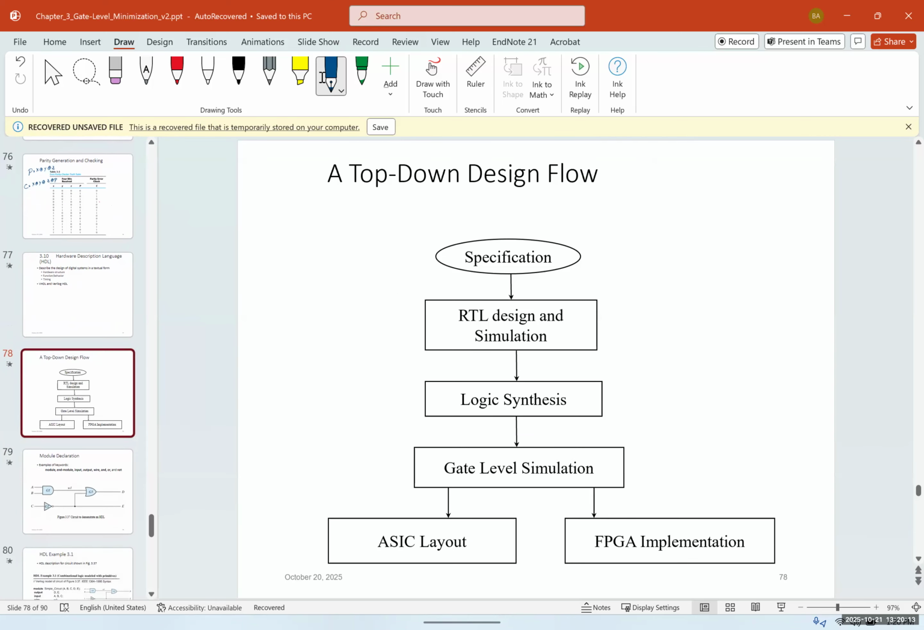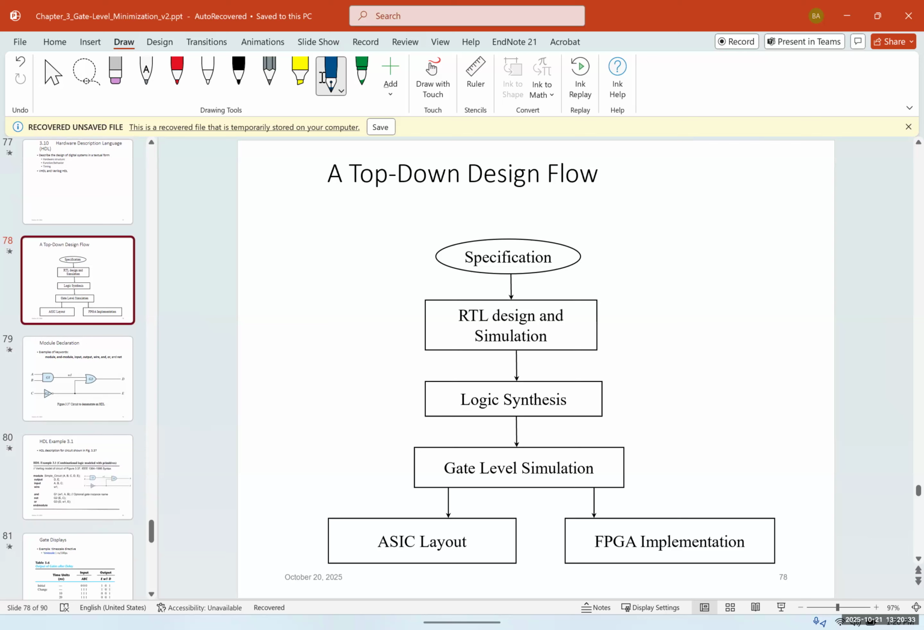This graph shows the top-down design flow of an HDL system. We have the specification, the RTL design and simulation. We have the logic synthesis, the gate level simulation, the ASIC layout, and the FPGA implementation. FPGA implementation, after this point, is for an upper level, graduate level class, which is advanced digital system design, part of which is computer architecture, the hardware part, and also Verilog and HDL and VLSI and so on.